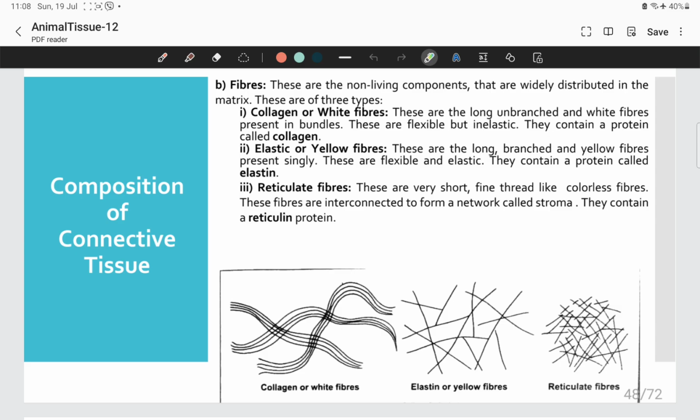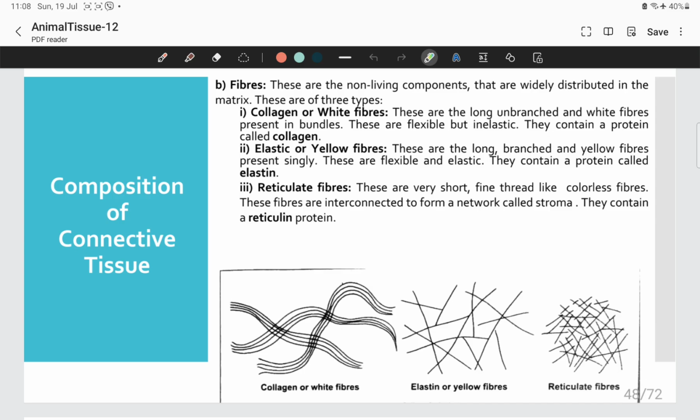So it is inelastic. Flexible means it can change shape, but it doesn't get stretched. So it is inelastic. Such fibers are found in tendons. A tendon is the one which connects muscles with bone.